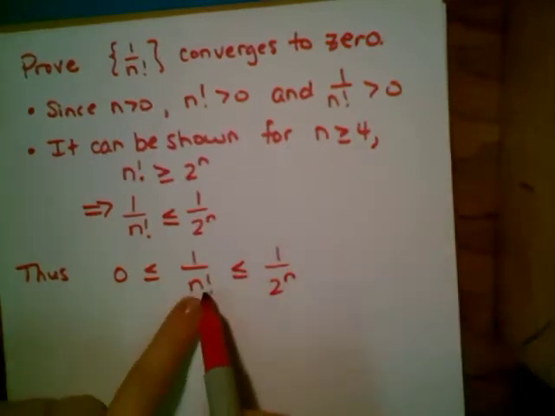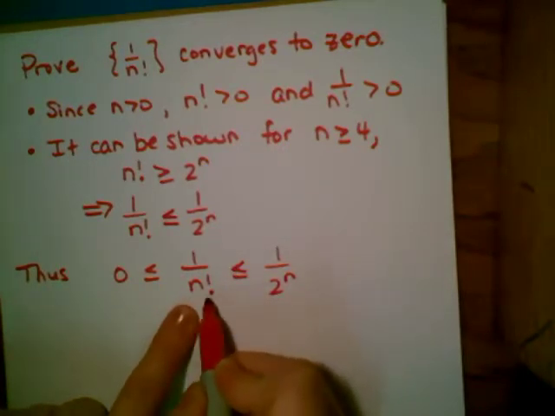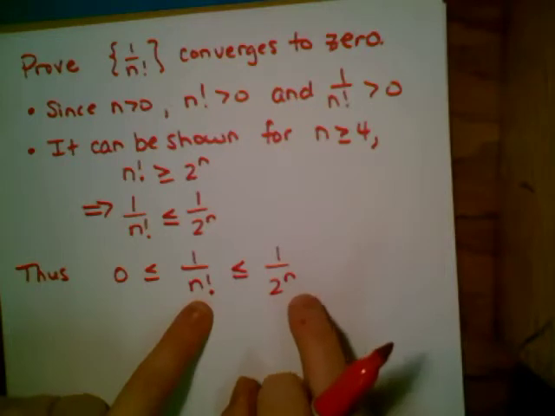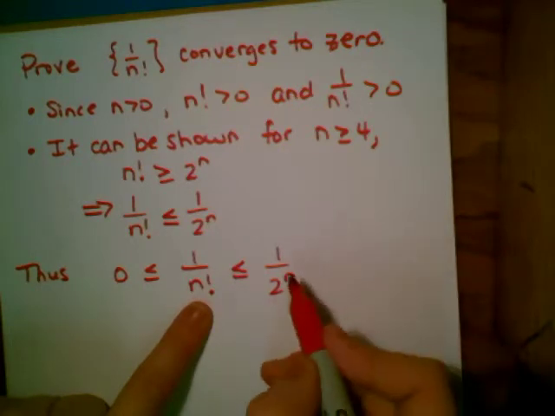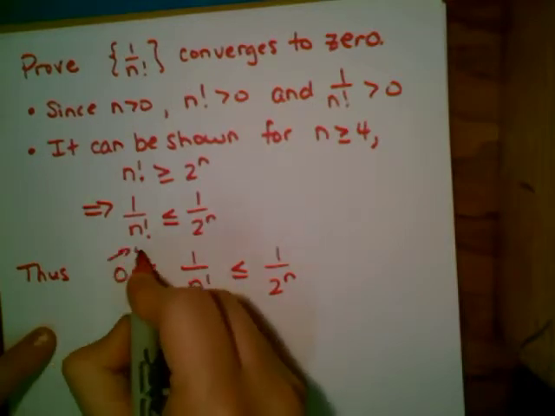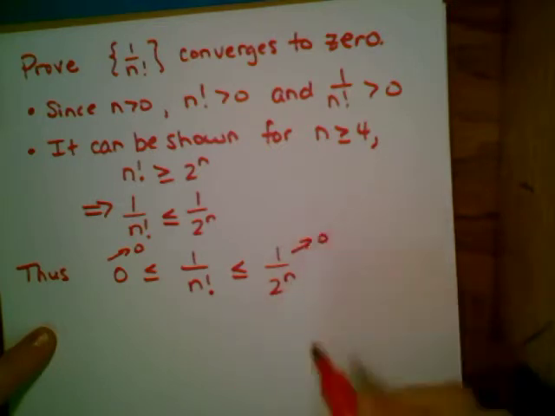So we can't use any more elementary techniques to find the limit as n goes to infinity of this guy with the factorial in the denominator. But we know how these others behave. And this is a constant sequence, so it clearly goes to 0. And 1 over 2 to the n, as n goes to infinity, 2 to the n grows without bound, and it goes to 0.